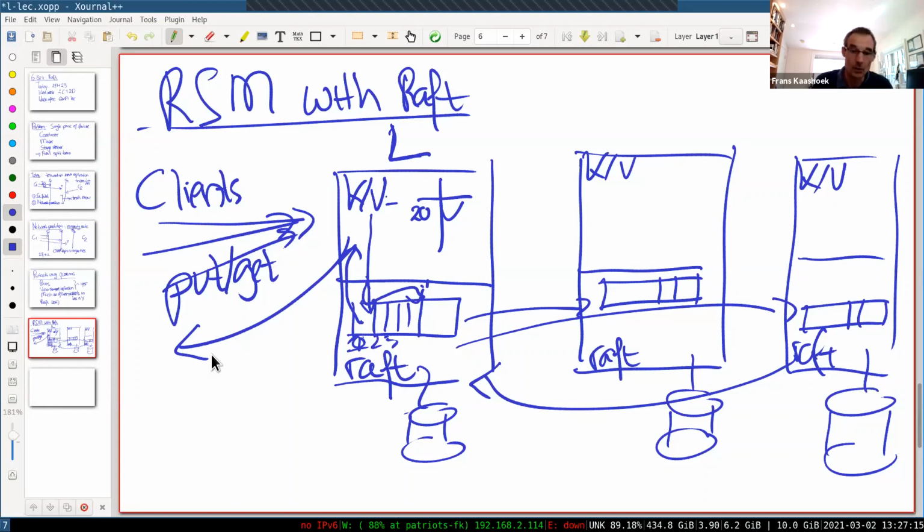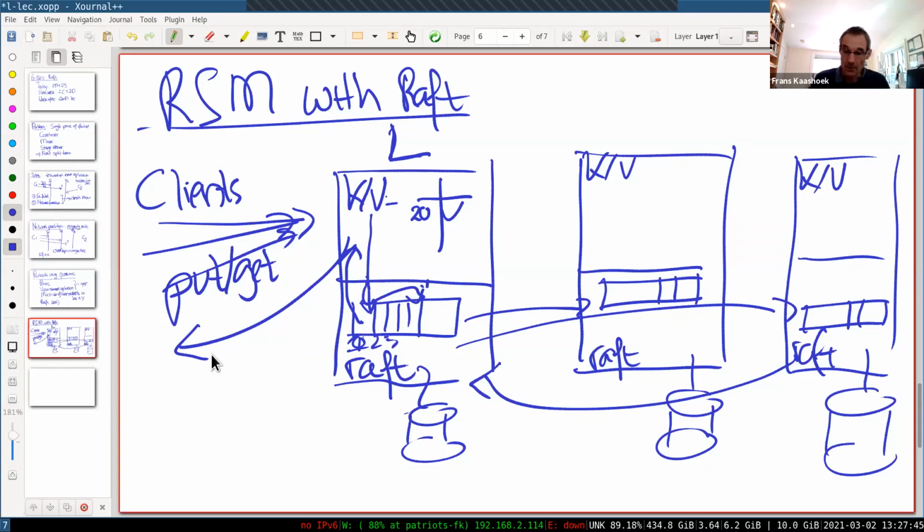So the client sends a request to the leader, which inserts it in Raft, and chit chats with the other servers. Once it's replicated on enough machines, it's considered to be committed, and we'll talk more precisely about what committed means. Then the committed operation is delivered to the key value servers, and they execute the operation, and the leader responds to the client.